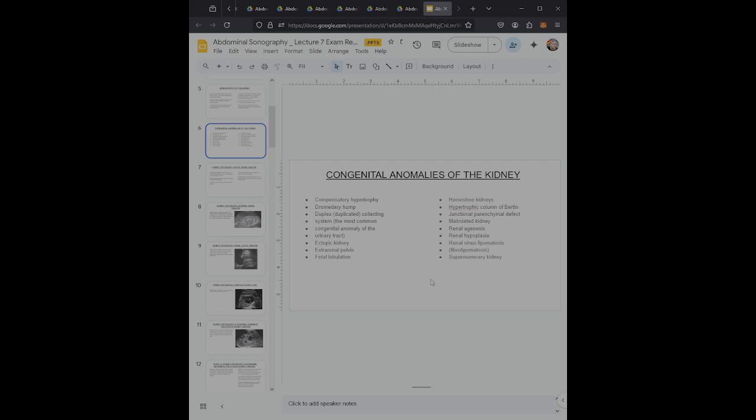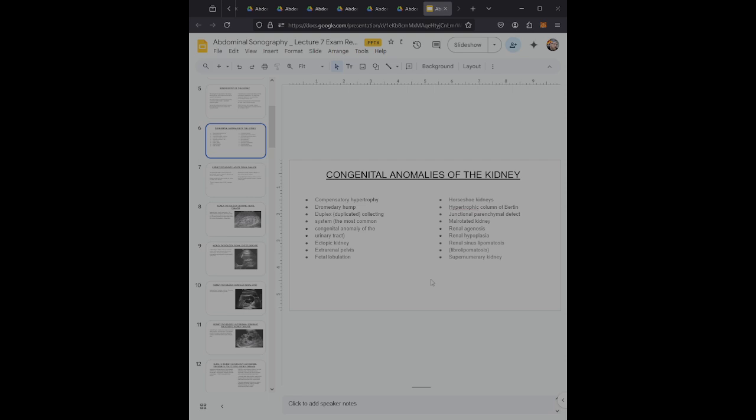Horseshoe kidneys are kidneys that have crossed the midline and connected their lower poles by an isthmus, and the isthmus travels anterior to the abdominal aorta and the inferior vena cava. A hypertrophic column of Bertin is an enlargement of a renal column, seen as an indentation of the renal sinus.